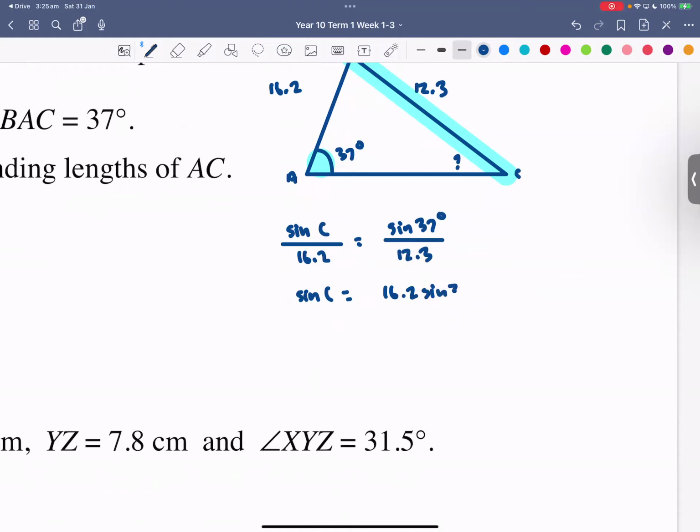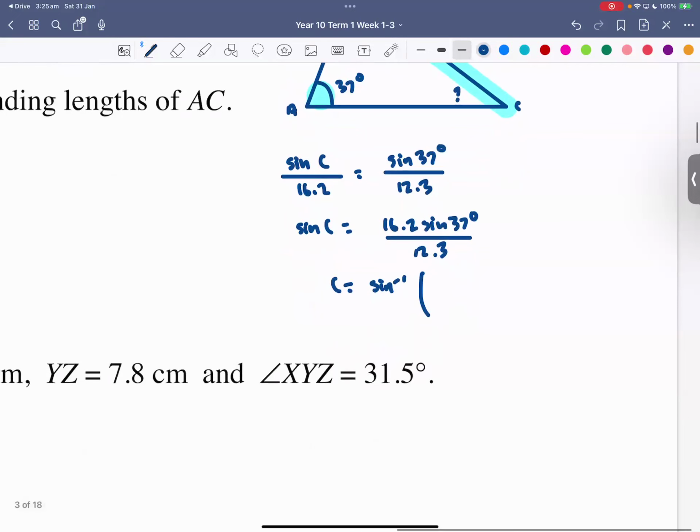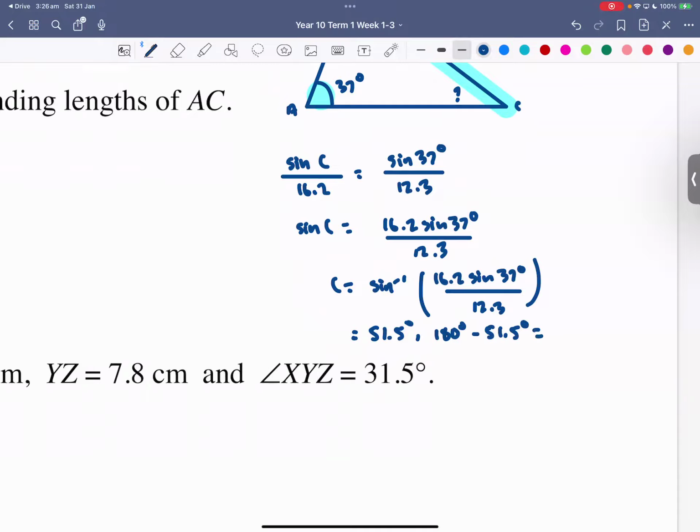I usually don't write this line of working. I usually just jump to the next one where I write inverse sine, but some of us get confused a little bit quickly. Inverse sine, 16.2 sine 37 degrees, divided by 12.3. All righty, and that will give us the acute answer. What does your calculator spit out as the acute answer? Quickly, quickly. How much? Cool. So I'll write 51.5 for angle C. And then what's 180 degrees take 51.5? 128.5, I think.